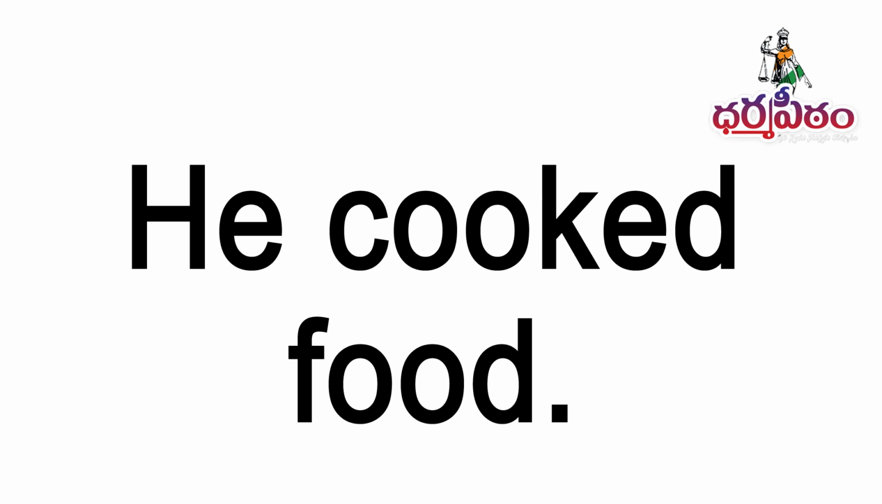He cooked food. Who is the sentence about? He. What does the sentence say about he? That he cooked food. So cooked food is the predicate part here, and we have a single verb there, cooked, and an object. So that makes a simple predicate.